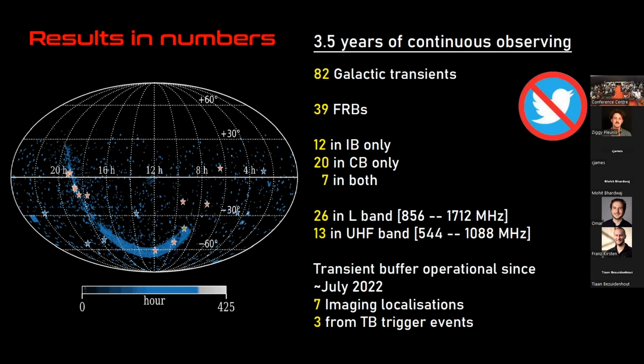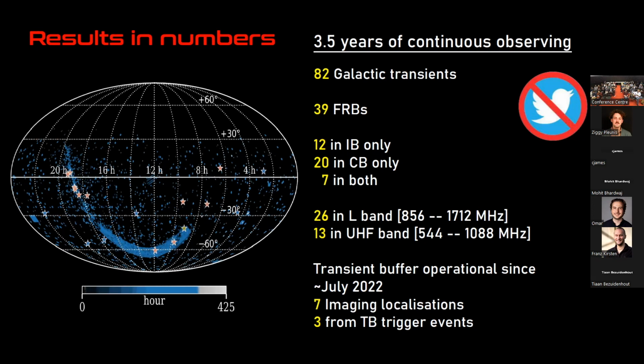Then the transient buffer has been operational since around July of last year, although it's had its fair share of teething problems since then. So of the 7 imaging localizations that we've managed so far, 3 have come from transient buffer trigger events. So I'll walk you through some of our major FRB discoveries so far.